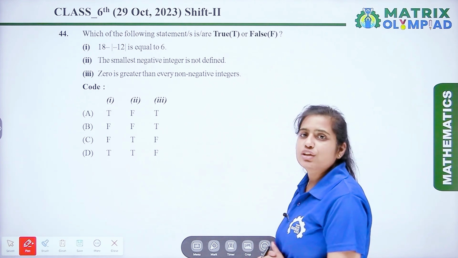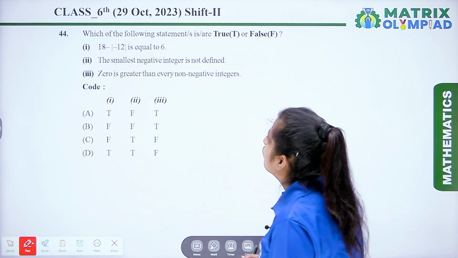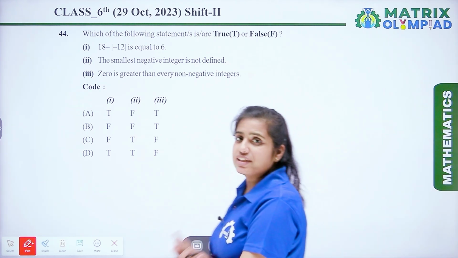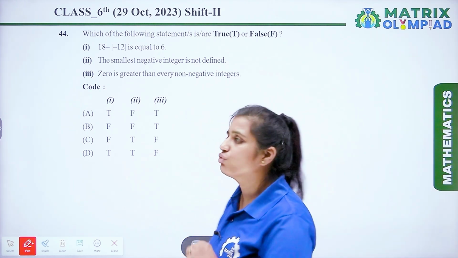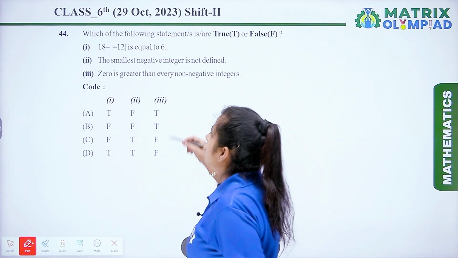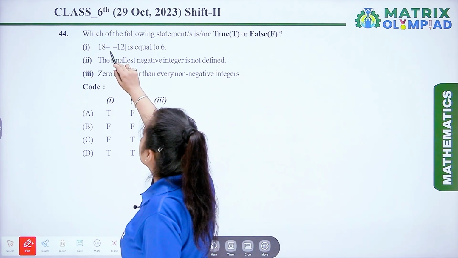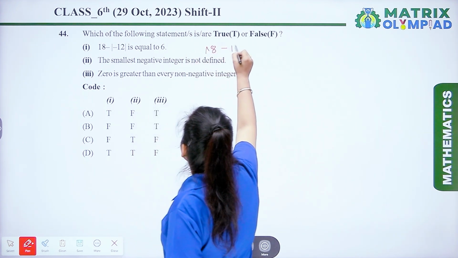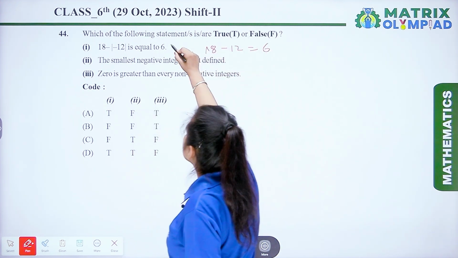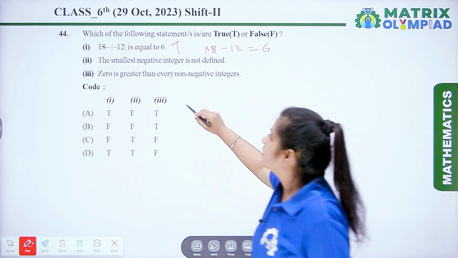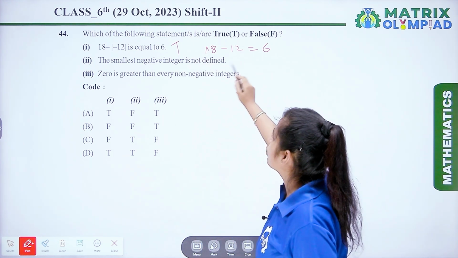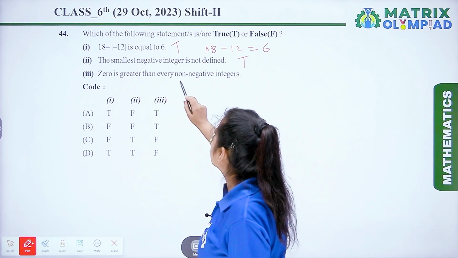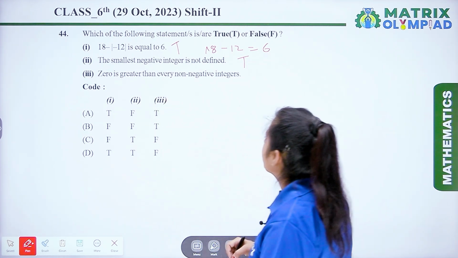Now the next question is question number 44. Which of the following statement is true or false? We have to find out which statement is true and which statement is false. So for this, what we have to do? 18 minus 12 is equal to 6. So first statement is true. Next is the smallest negative integer is not defined. This is also true.